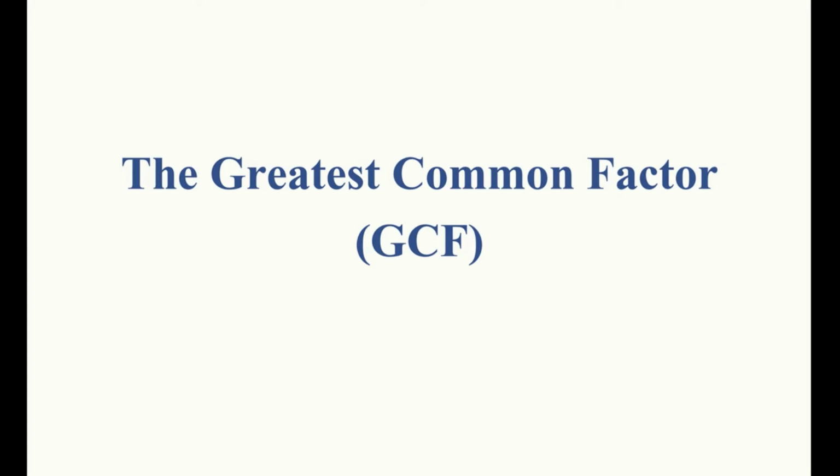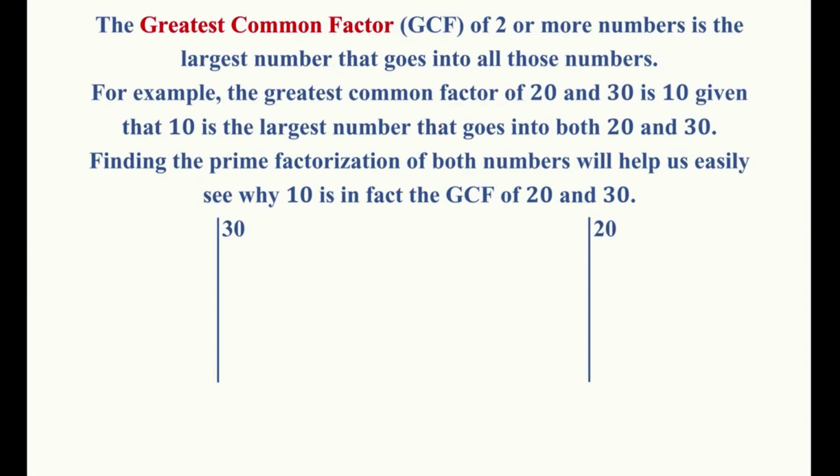Now that we know how to find the prime factorization, that puts us in a really great position to find the greatest common factor between two or more numbers. So the greatest common factor, we usually just call it GCF, of two or more numbers is the largest number that goes into all those numbers. That means perfectly, leaving no remainder, right? For example, the greatest common factor of 20 and 30 can be shown to be 10. Why? Because 10 is the largest number you're going to find that goes into 20 and 30.